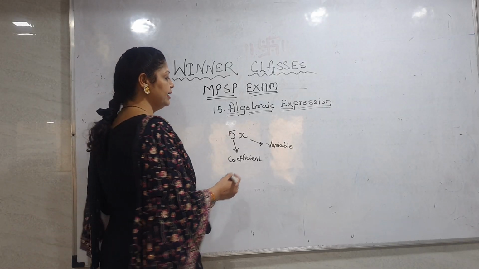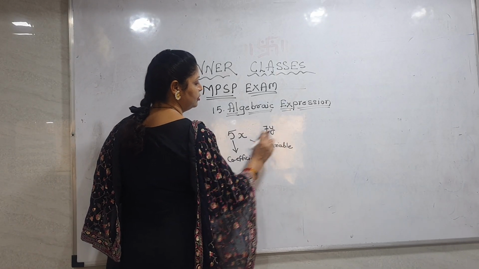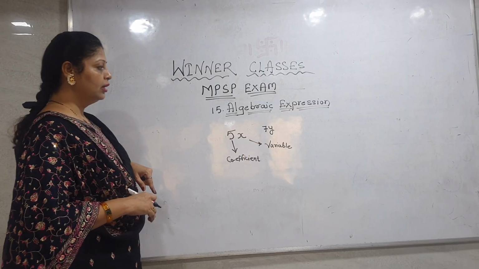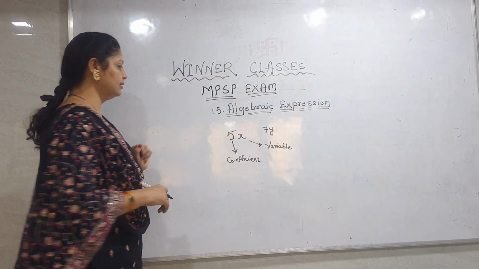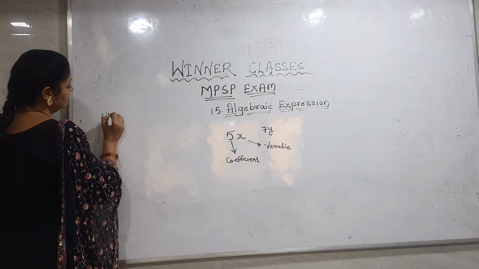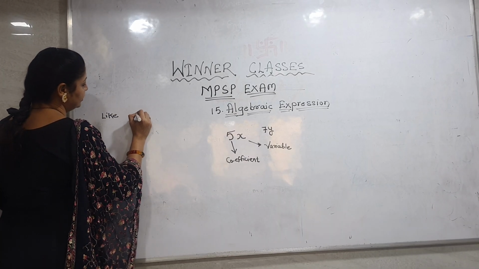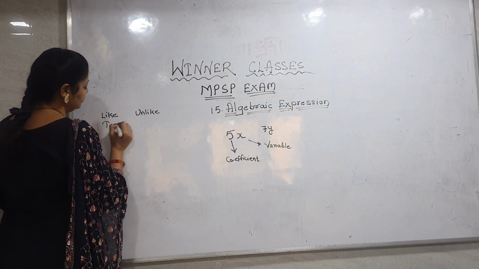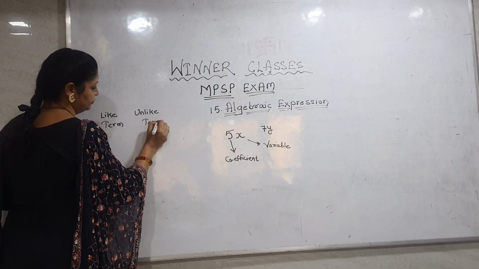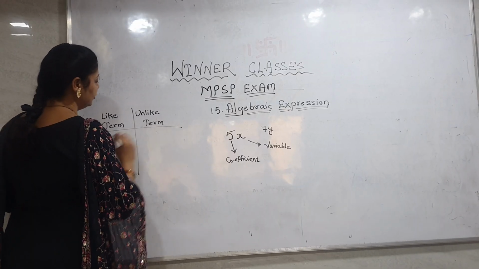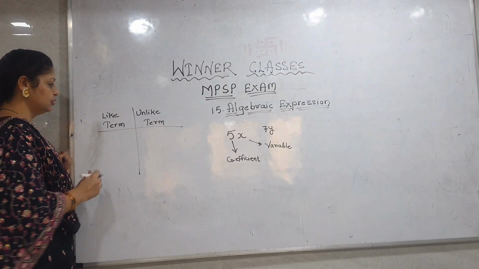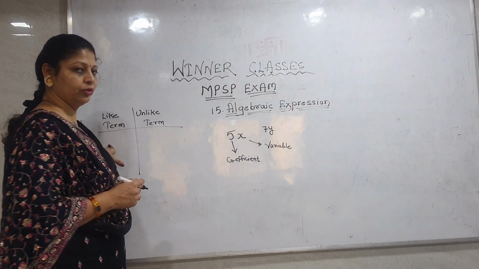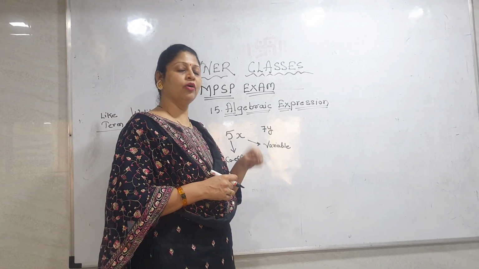For example 5x, then 7y. So 7 is the coefficient and y is the variable. Now the next topic in that lesson is like expression and unlike expression. This we call like term and unlike term. Now how to identify like term and unlike term? Suppose the variables are the same, then we call that like term.